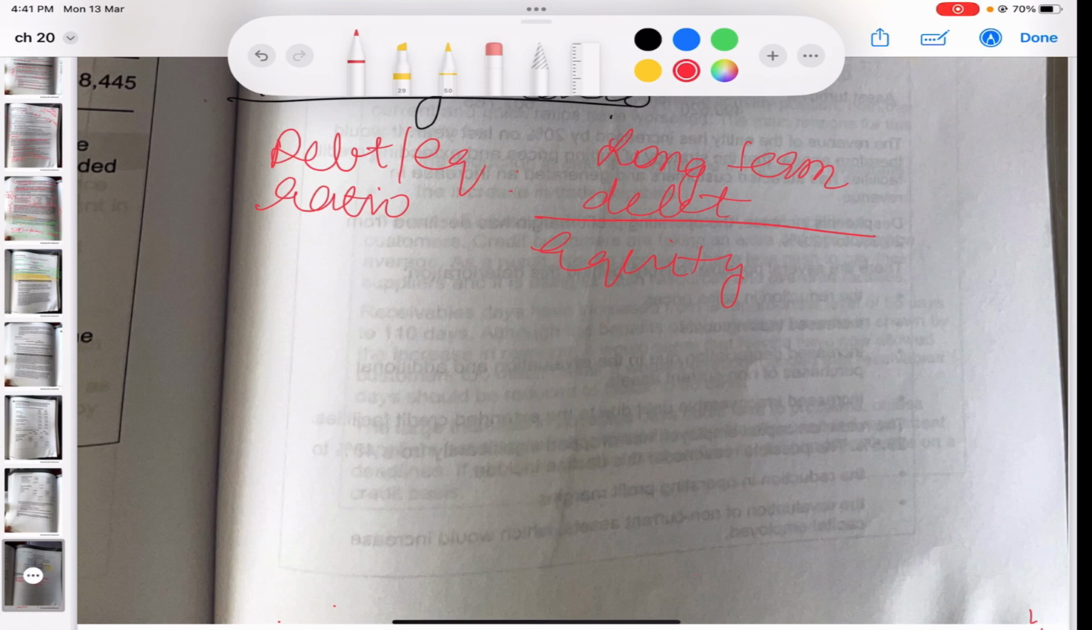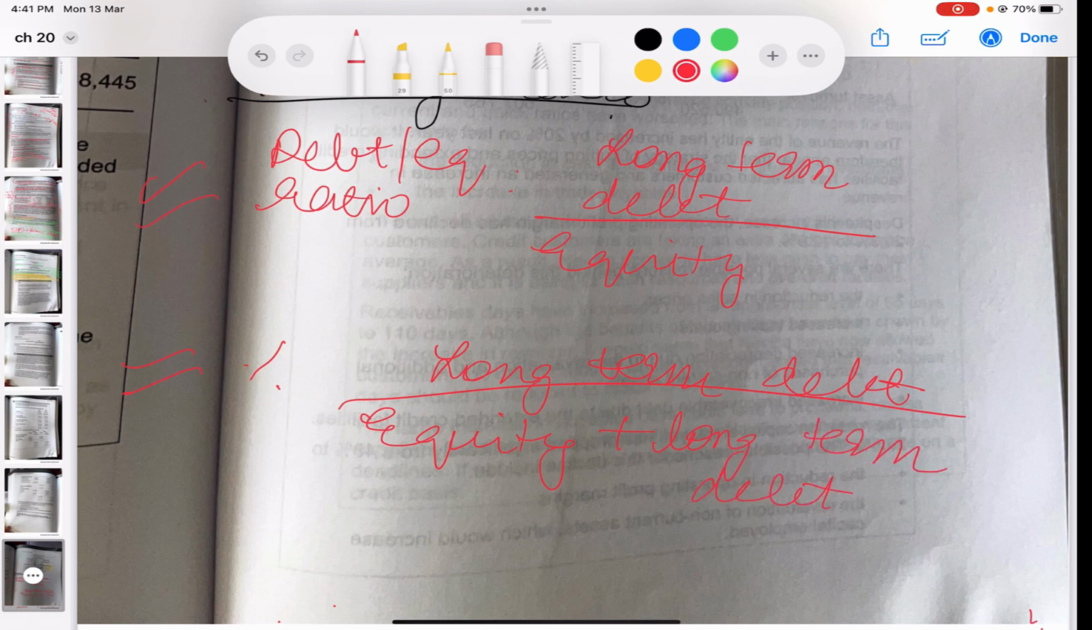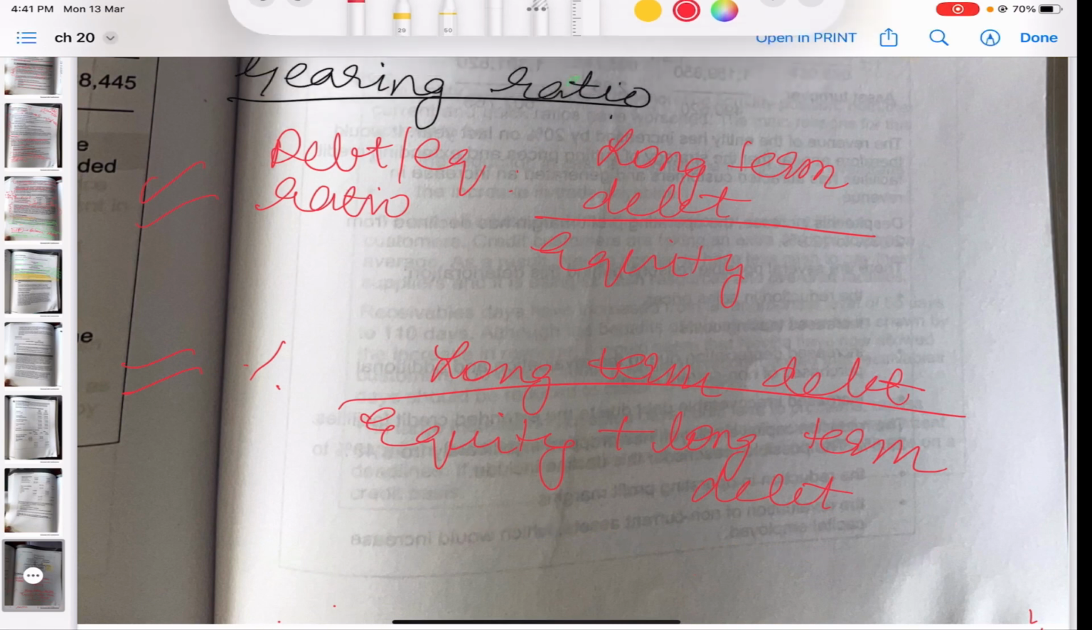Okay, the first method is the debt to equity ratio. The second method is the percentage of capital employed represented by borrowings. So how is that? The numerator is the same as in the gearing ratio: long-term debt. Upon equity plus long-term debt. This is basically the net assets, right? Equity plus long-term debt is the net assets. So that's what they are showing.